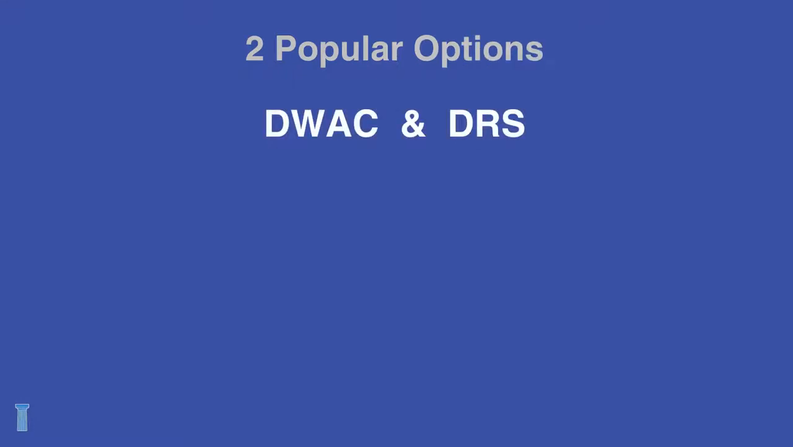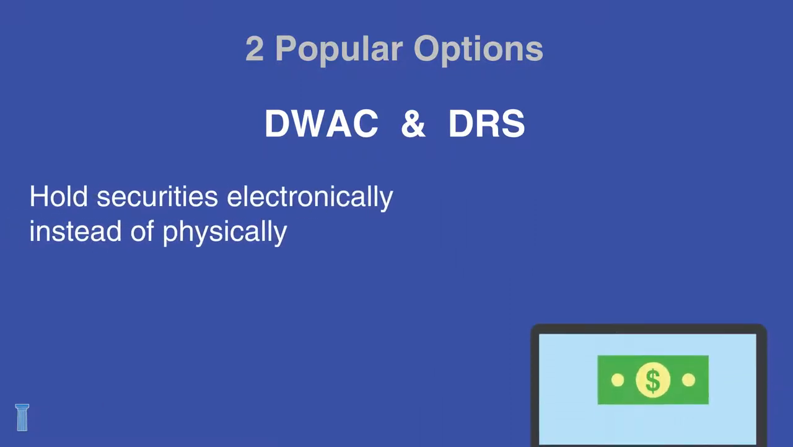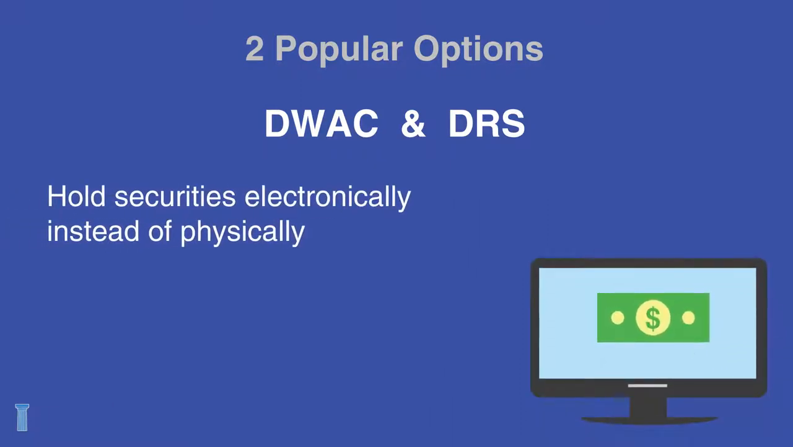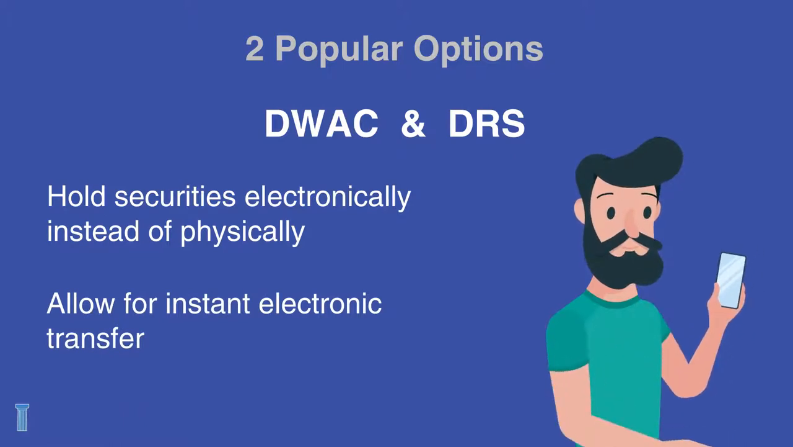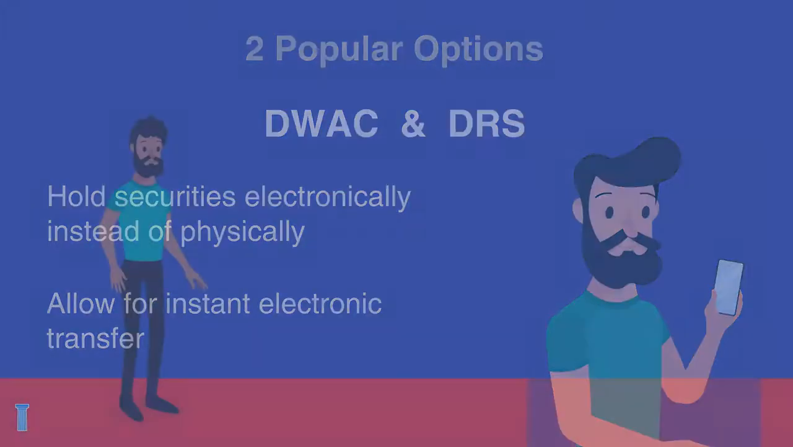Both of these options allow investors to hold securities in an electronic registered form on the books of the company's transfer agents instead of through physical certificates. They both also allow shareholders to transfer shares electronically to the brokers instantaneously. But there are some notable differences.